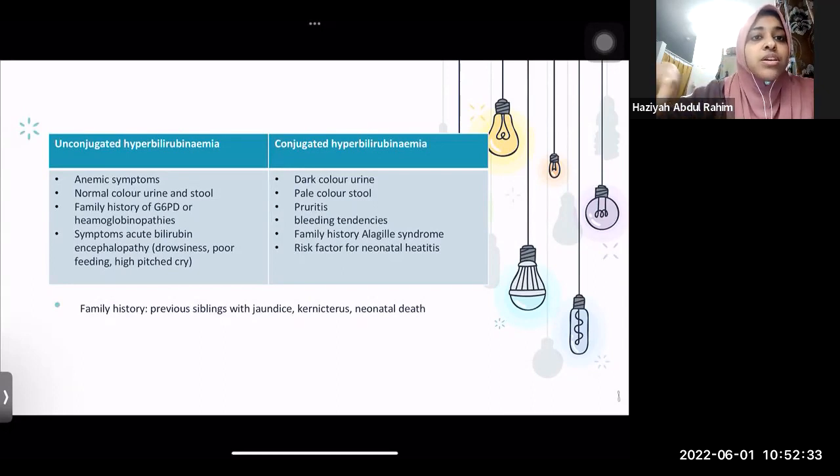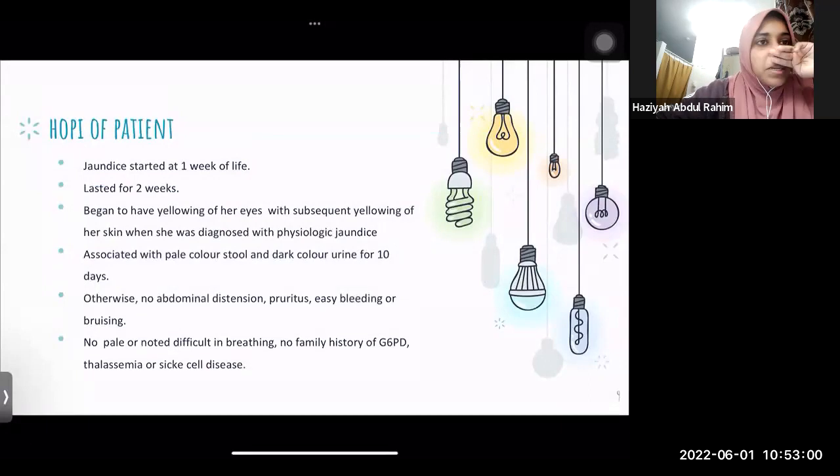especially high-pitched cry. For conjugated hyperbilirubinemia, the child is normally presented with dark color urine, pale stool, pruritus, any bleeding tendencies, bruises, or family history of Alagille syndrome, and risk factors for neonatal hepatitis, which will be discussed in a further slide. For the family history, ask about previous siblings with jaundice, previous siblings with kernicterus, and also neonatal death. Next.